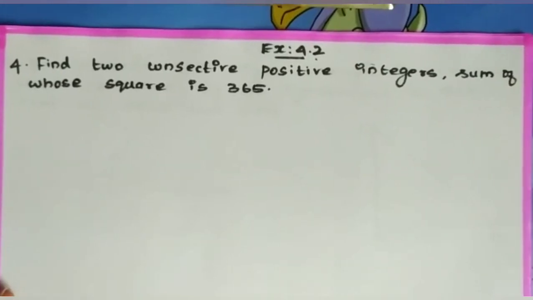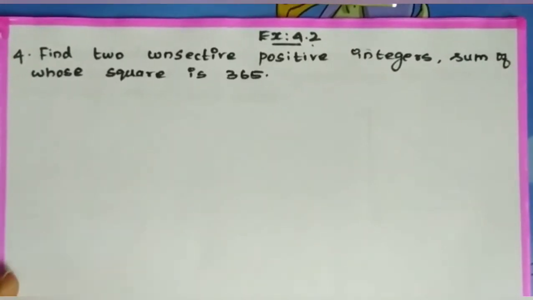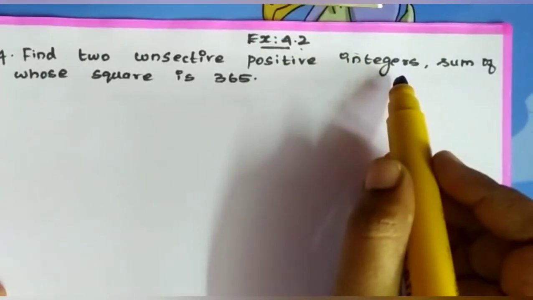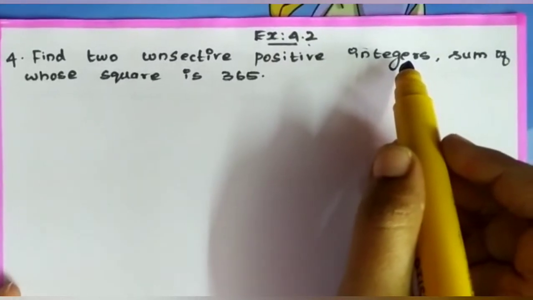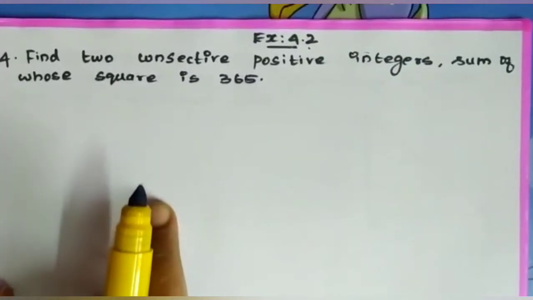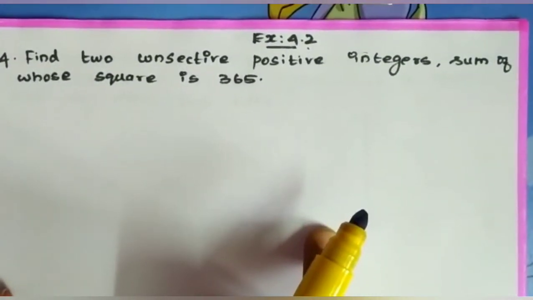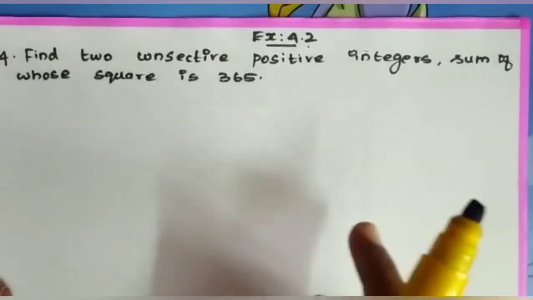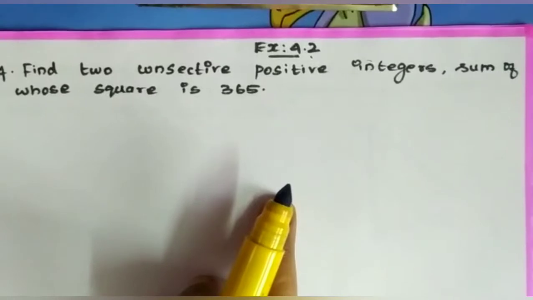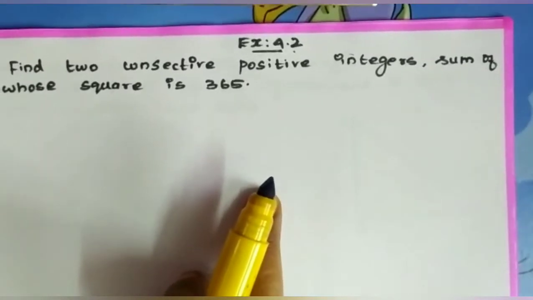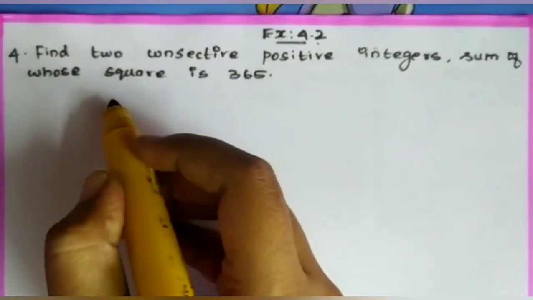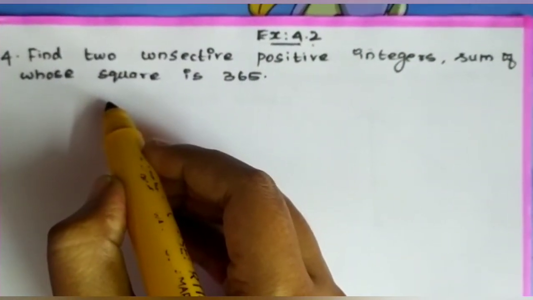Next, fourth problem in exercise 4.2. Find two consecutive positive integers. How can we write consecutive positive integers? x, and if one number is x, then the other number is x plus 1. The next number is a consecutive number. The sum of whose squares is 365. So first we have to take the consecutive numbers.